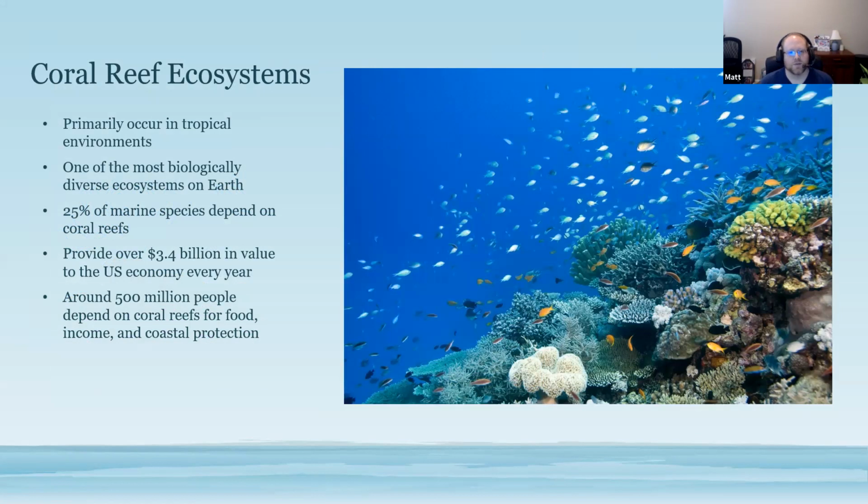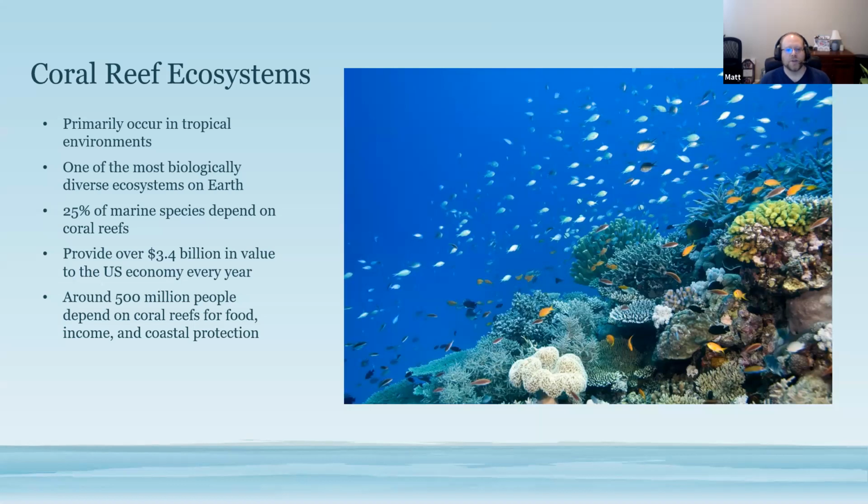So coral reef ecosystems primarily occur in tropical environments. There are a few that occur in temperate areas, but those are typically non-photosynthetic deep water corals. For this analysis, I'm focused on the tropical corals. Coral reefs are one of the most biologically diverse ecosystems on the planet. Approximately 25% of marine species depend on coral reefs for food, shelter, habitat, and a number of different things. Coral reefs also provide over $3.4 billion in value to the US economy every year.